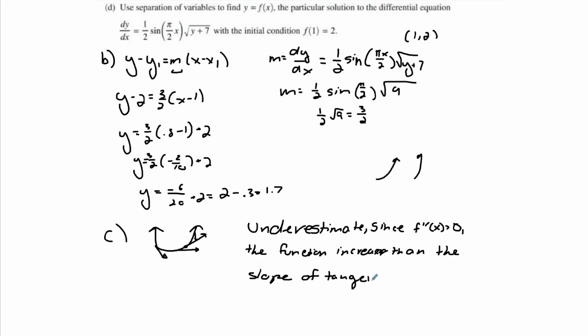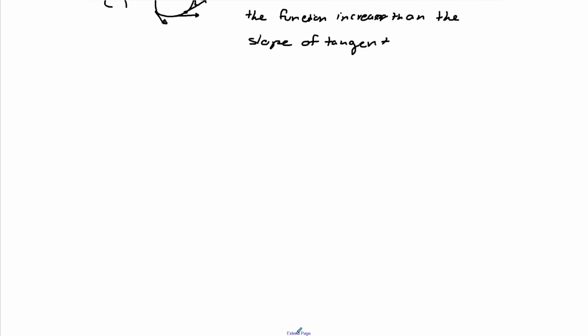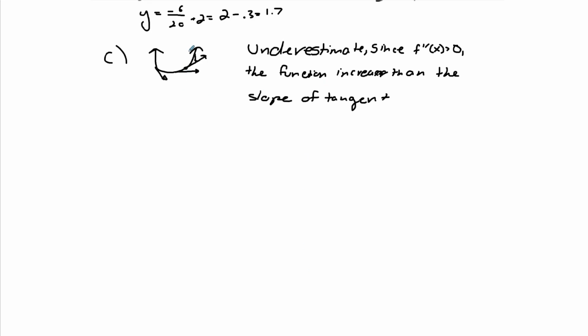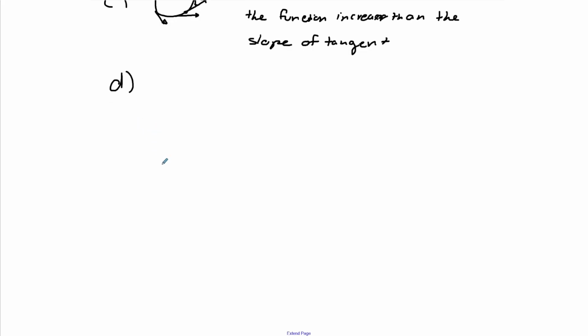Tangent line. You could write something like, the slope will become greater than the tangent line, or something like that. That would honestly probably be better. The slope will become greater than that of the tangent line. Okay, so let's then look at part D.